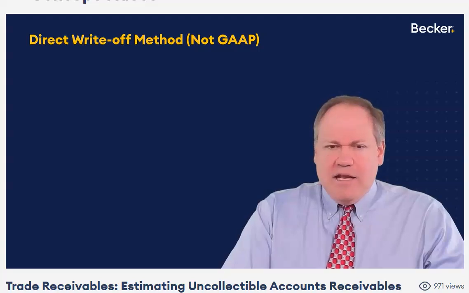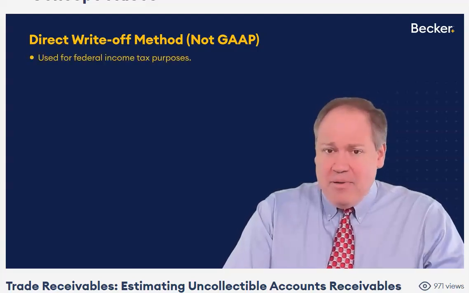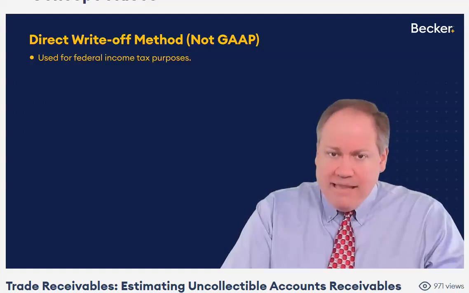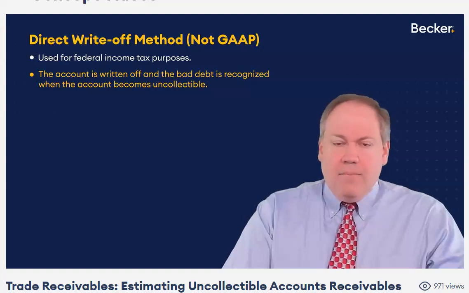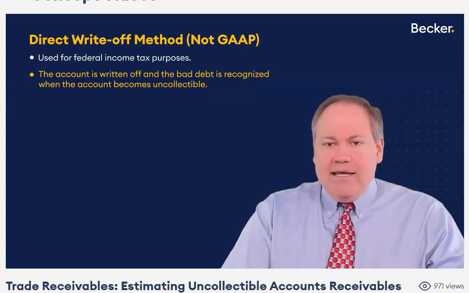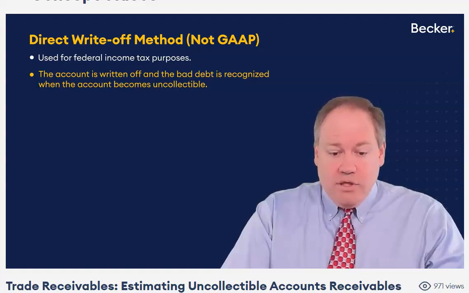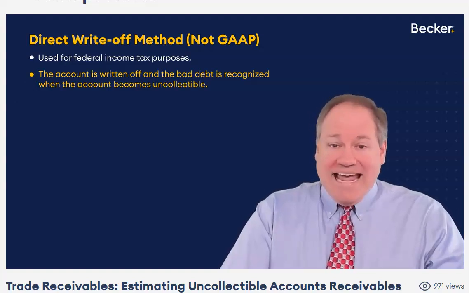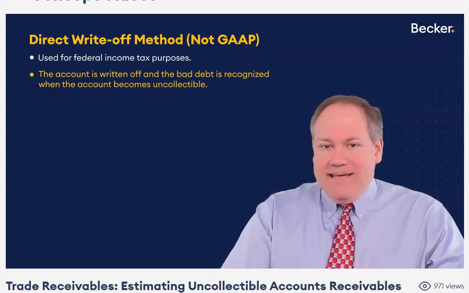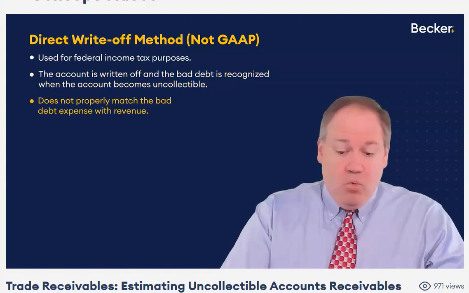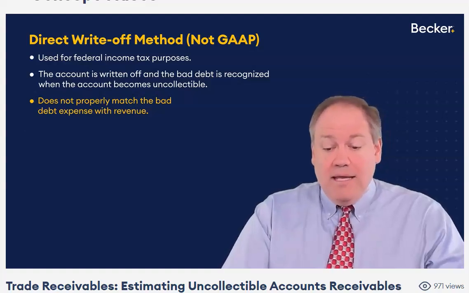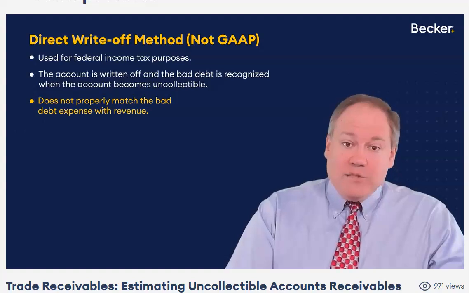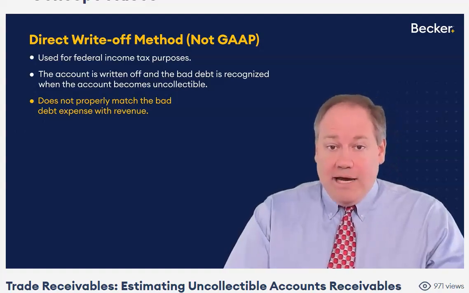All right, so let's expand a bit on the direct write-off method. Again, it's not GAAP, but it's important to know how it works, mainly because of its tax implications. So, when do we write off the account? Well, it's triggered, the bad debt expense is recognized, and the account receivable is written off as a result, when it actually becomes uncollectible, when we figure out that's the bad apple. Now, it has a number of problems. The reason GAAP doesn't allow this, one, is it doesn't follow a fundamental principle of GAAP, which is the matching principle. It doesn't properly match the bad debt expense to the revenue which gave it rise.